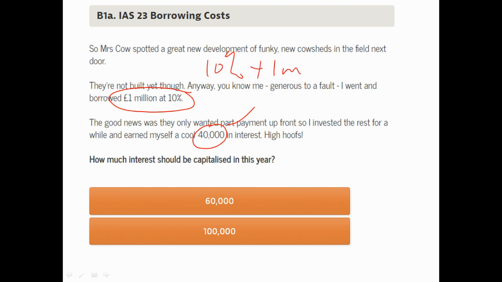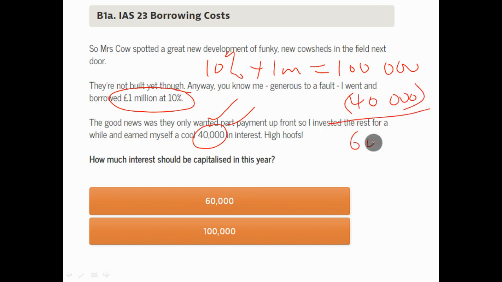We don't have any days, so we are not going to quantify. We are not going to weight anything. So our interest expense is 100,000. But the same question is saying this Mr. Cow got 40,000 interest income from investing the excess funds. So as we said, the 40,000 should be used to reduce the interest expense. So that means the amount that we are going to capitalize is only 60,000. This is our answer. The question was how much interest should be capitalized in this year.